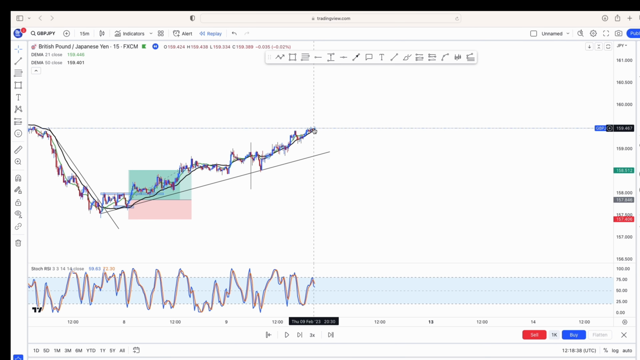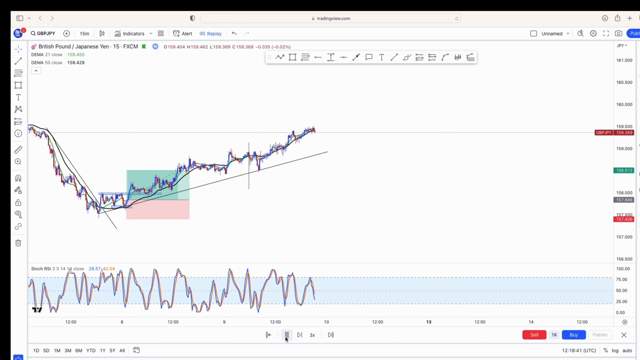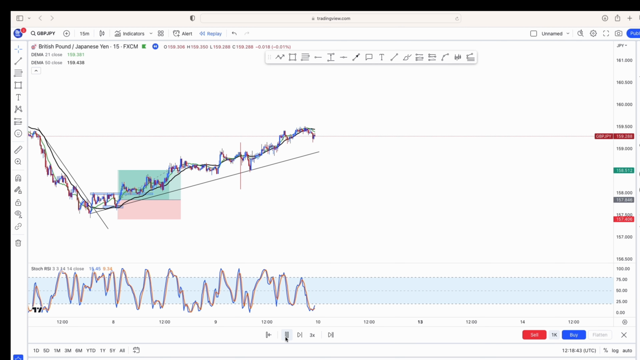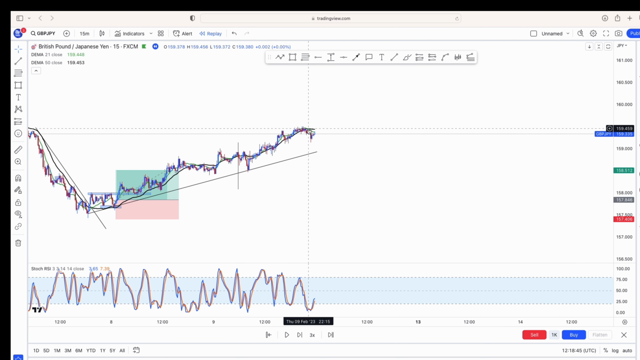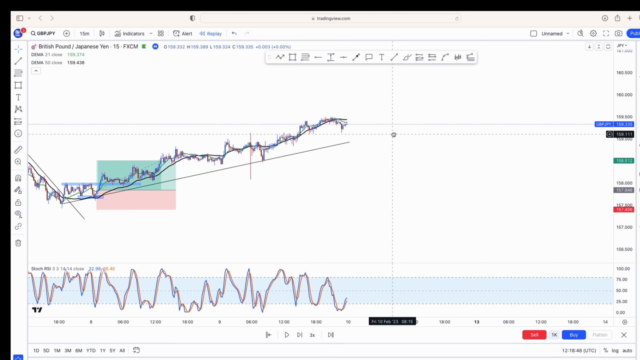Remember, we're only going to sell if the green line comes below. You see, it's signaling a sell. This is a sell signal, but why are we not selling here?